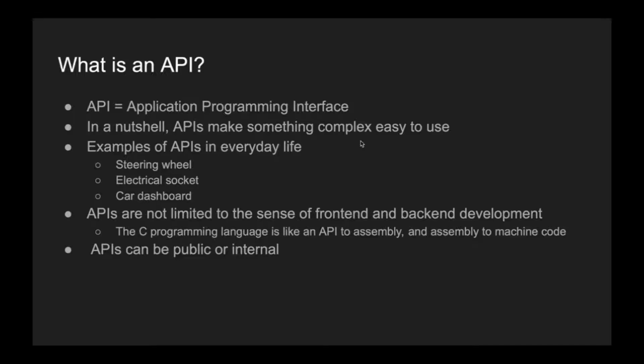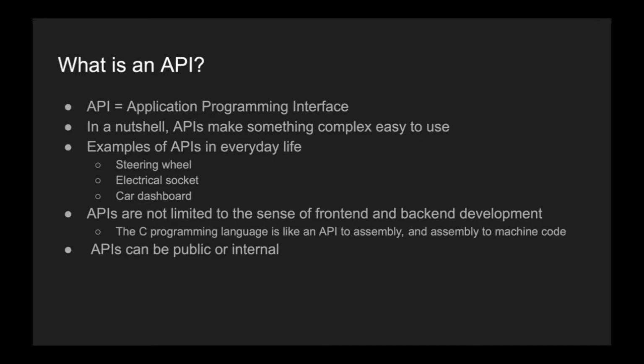And so I guess my point here is that APIs are not really limited to the sense of front-end and back-end development. Another example is that the C programming language is like an API to assembly, and assembly an API to machine code. And classes in Java typically provide an API to all the fields. You can consider all the getters and setters, mutators and accessors, APIs to all the internal fields that are stored within the class.